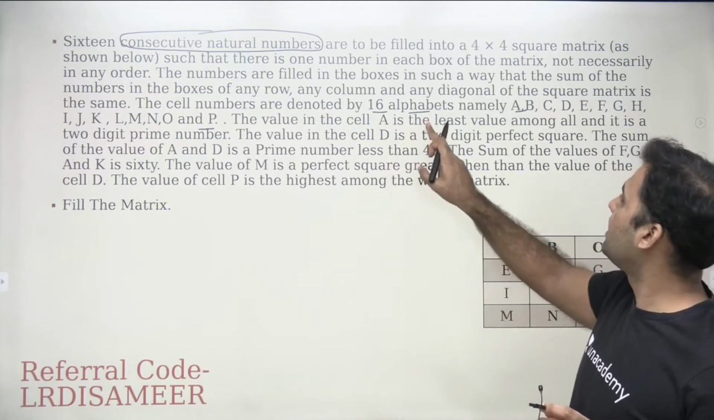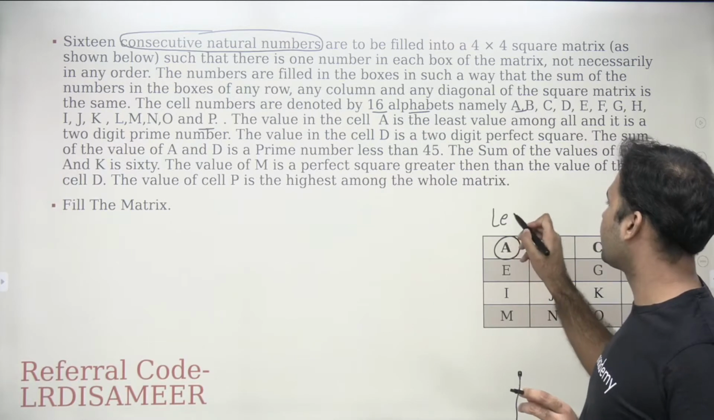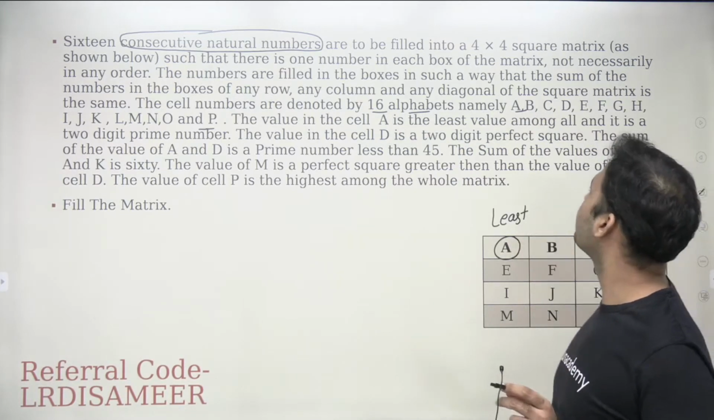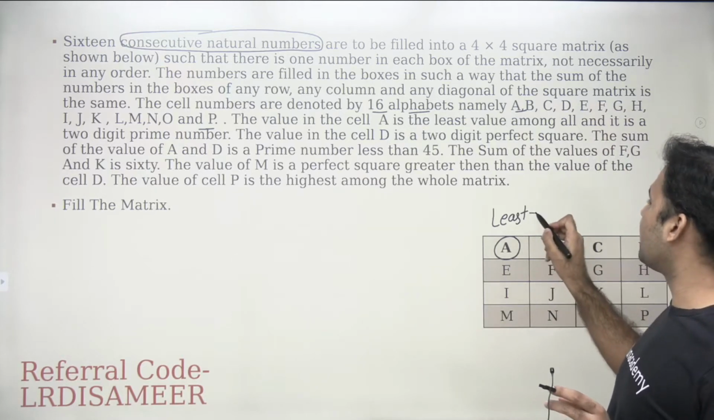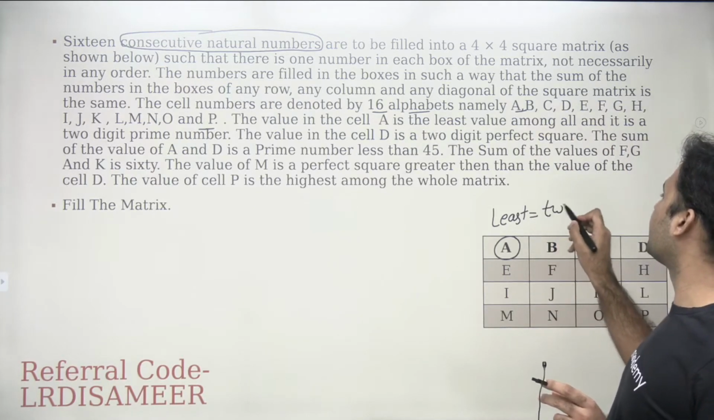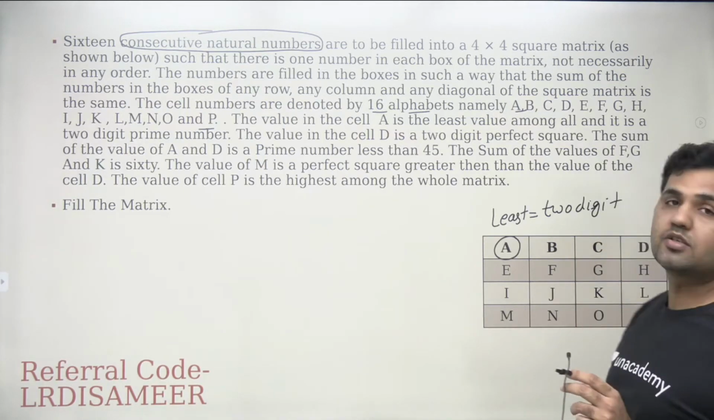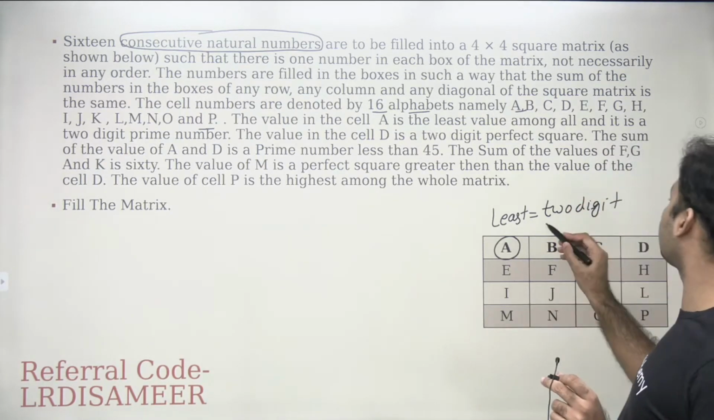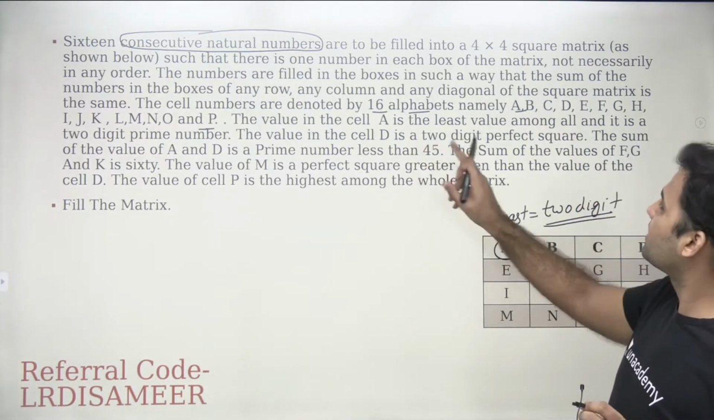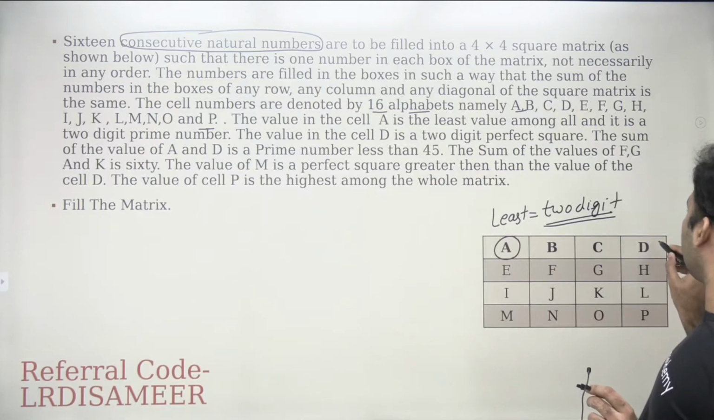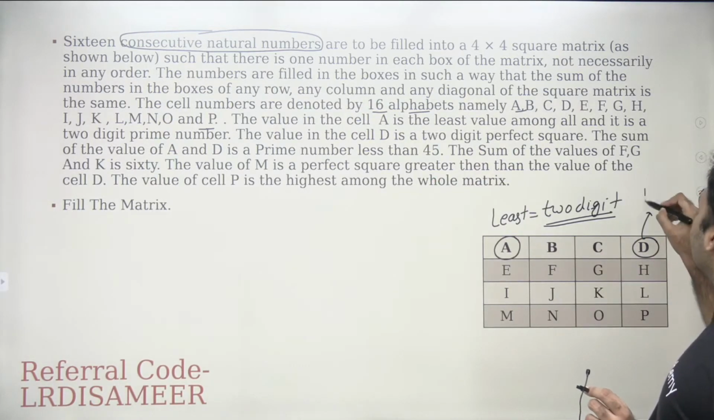The value in the cell A is the least value. This value is the least value among all, and it's a 2-digit prime number. A is a 2-digit prime number. The value in the cell D is a 2-digit perfect square. This number is a perfect square.